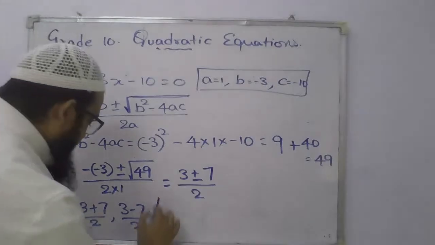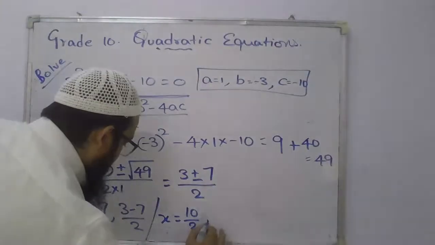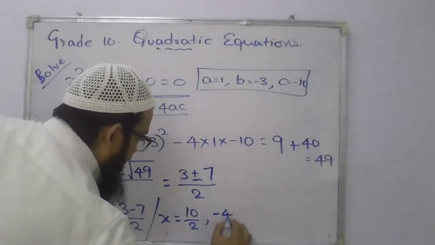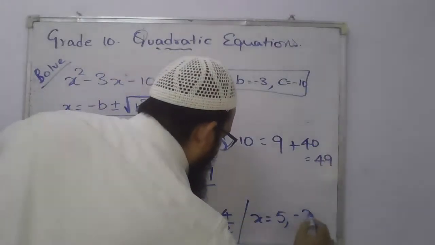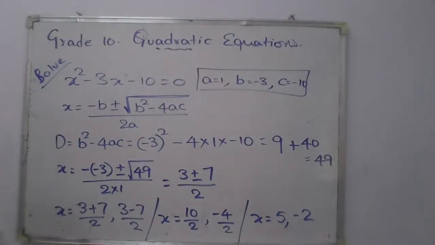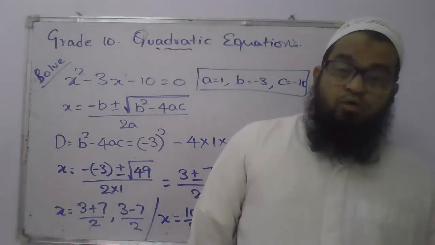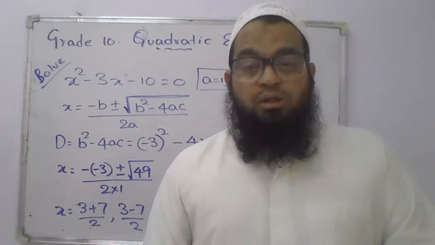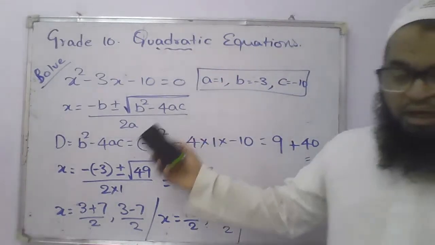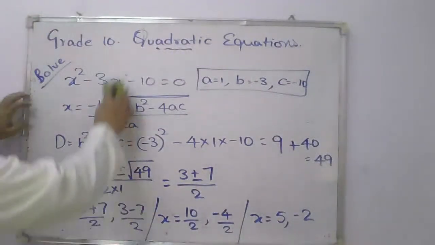So underneath it, what will you write? x is equal to 3 plus 7 is 10 by 2, comma, 3 minus 7 is minus 4 divided by 2. So underneath it, x is equal to 5, comma minus 2. Understood, my dear students? So in this we have covered how to solve quadratic equations using splitting the middle terms and also with the formula. Very, very important. Okay, now let us see one of the problems in the second exercise.